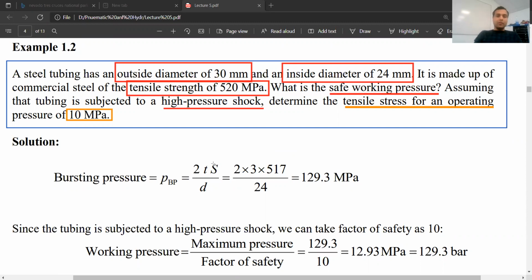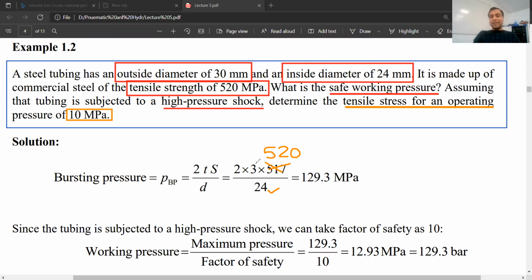Now what are these things? Now there is a tiny error. This is tensile strength, so that should be 520. So this value is 520. Inside diameter is 24. So this is okay. The 2 is here.